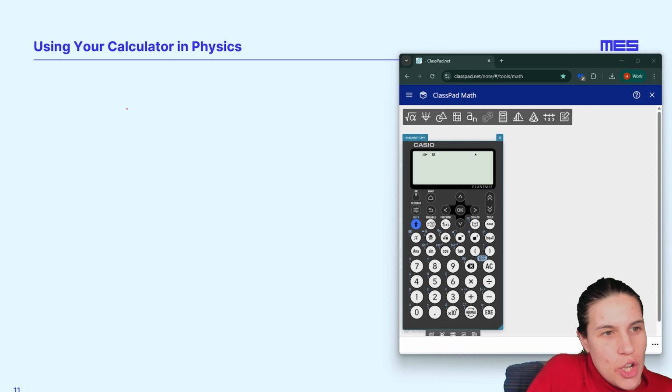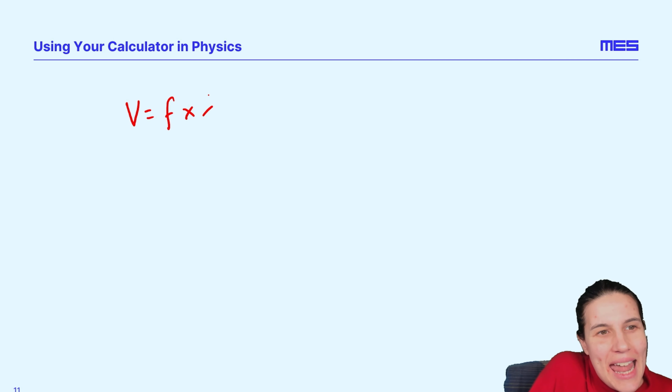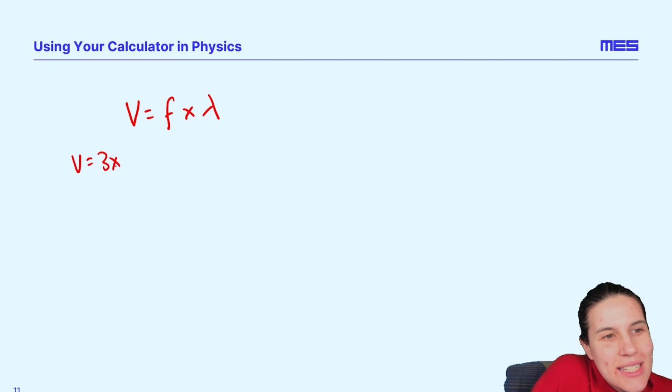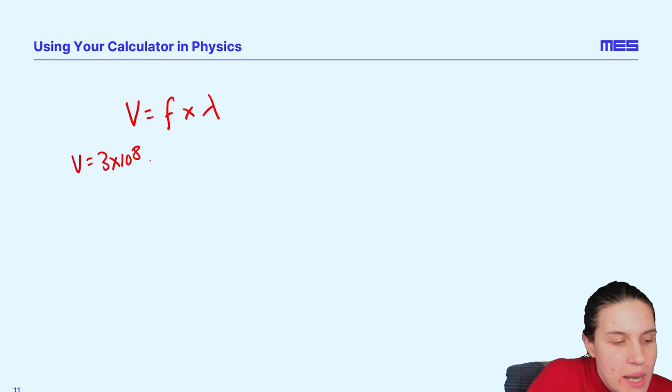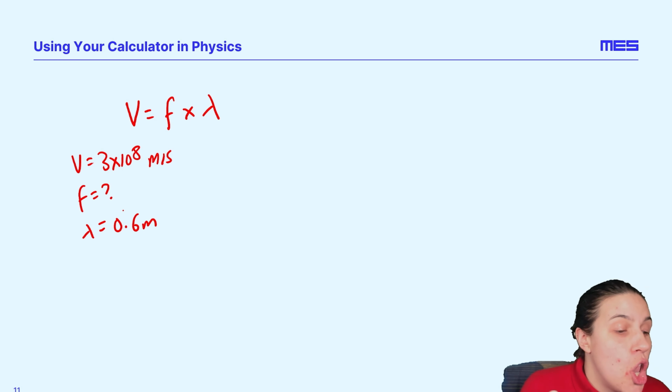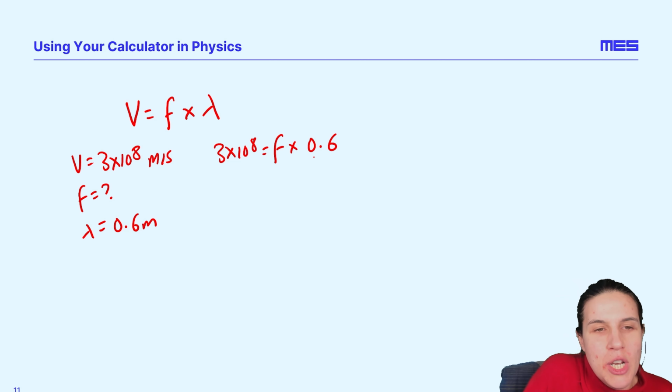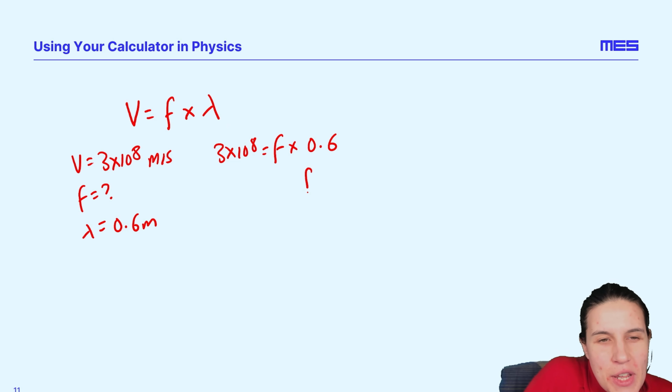So we're going to use the wave equation, okay, which is V is equal to F times lambda, okay? So wave speed is equal to frequency multiplied by wavelength, okay? Now, in this question, my wave speed is going to be 3 times 10 to the 8, or 300 million meters per second, because that's the speed of light. I'm looking for the frequency, and my wavelength is going to be 0.6 meters, okay? So I'm looking for the frequency of this wave. So 3 times 10 to the 8 is equal to frequency multiplied by 0.6. I've just substituted my numbers into the equation. I need to get frequency on its own, so I'm going to divide both sides by 0.6 to get frequency.